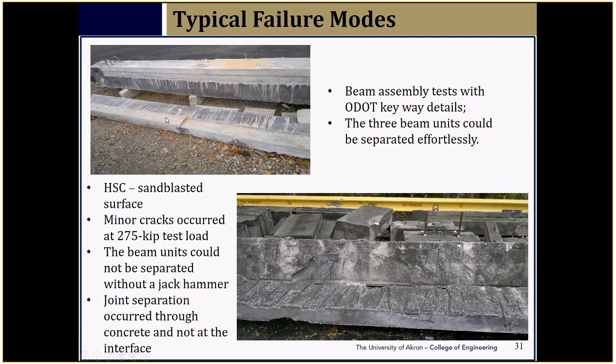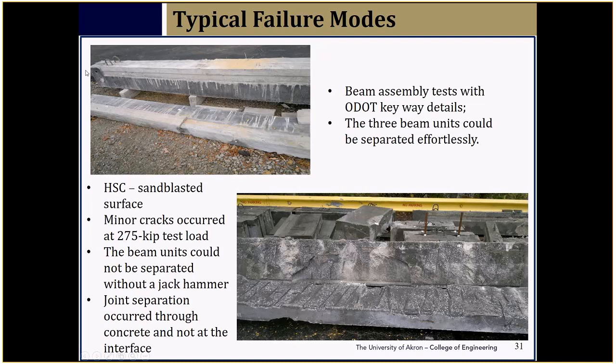What you have here is the surface of the keyway after the failure of the beams. With traditional ODOT approved grouts, there is almost no bond between the surface of the precast concrete and the grout, and these three elements detach from each other very easily. Whereas with high strength concrete grout, we are able to almost achieve a monolithic condition, which is the condition you expect in cast in place concrete, which is very good.